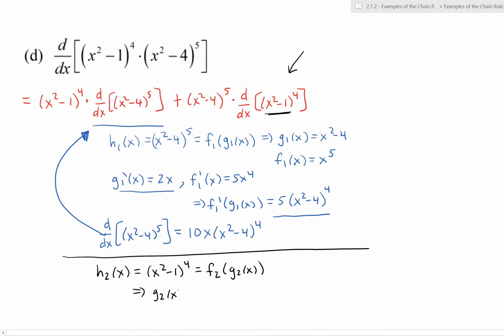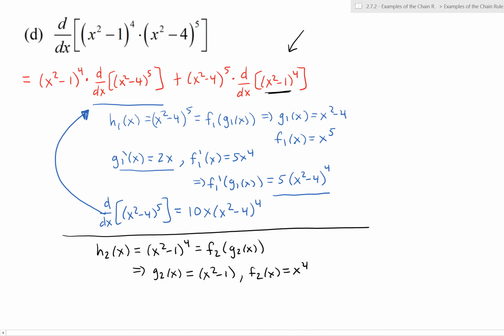g2 here, the inner function, is going to be x squared minus 1. And then f2 of x, the outer function, is x to the 4th. Sorry. And so g2 prime of x is just 2x. f2 prime of x is 4x cubed.